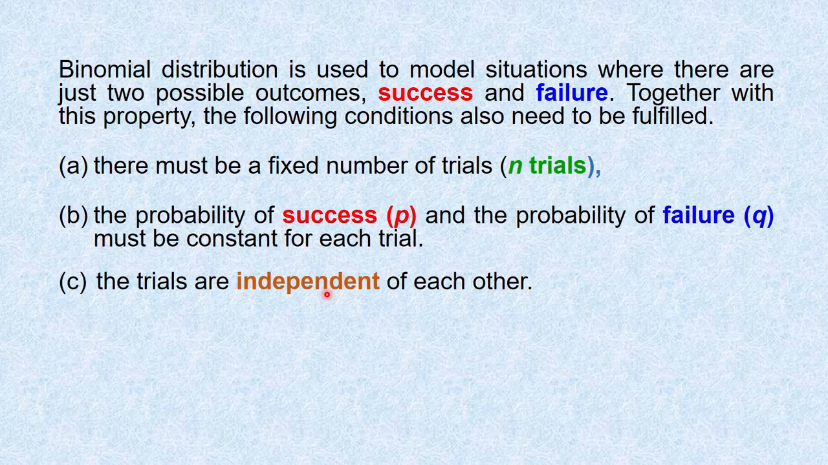Okay? So these are the three conditions that you need to consider. There are n trials. Each trial has two outcomes, either success, that is P, or failure, that is Q. And each experiment must be independent of each other.